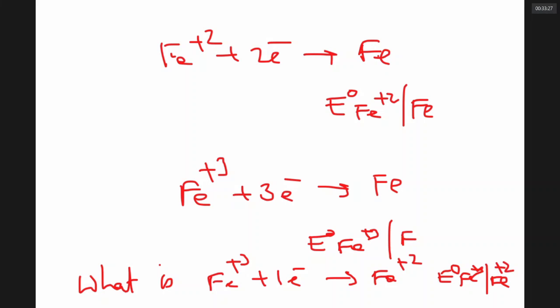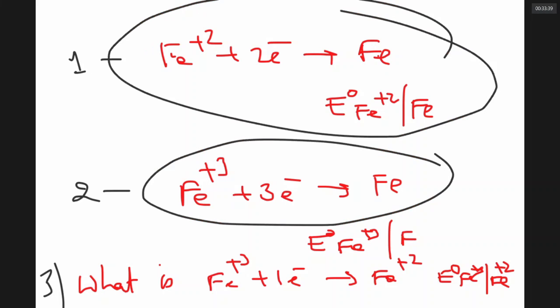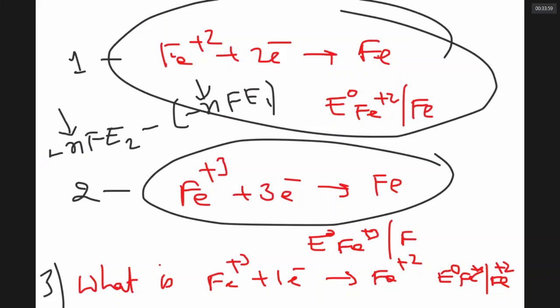It is the delta G equation. Equation 1, equation 2, and this is equation 3. How to get 3, sir? 2 minus 1. Yes, sir. 2 minus 1 you can't do directly. You should do minus NFE2 minus minus NFE1. You should be very careful about the signs, very careful about N values, and very careful about E values and their sign. F can be cancelled because it is the same throughout. Are we clear on this, sir?